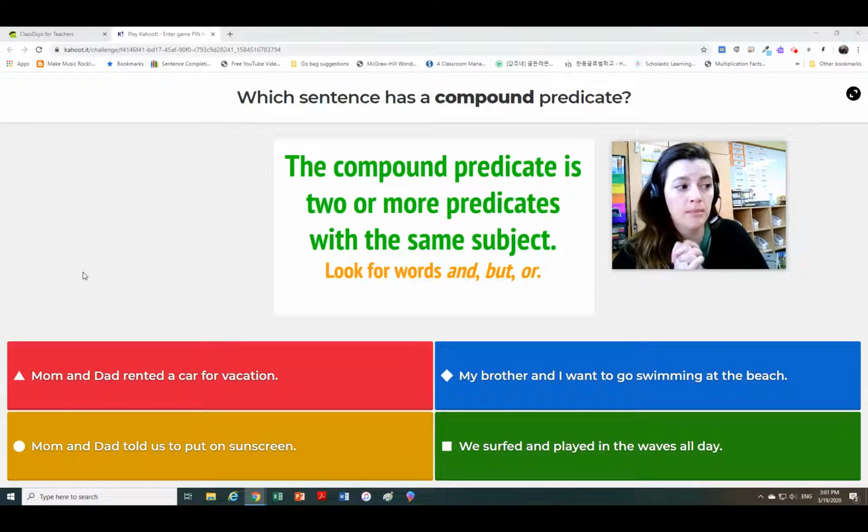Mom and Dad rented a car for vacation. Mom and Dad told us to put on sunscreen. My brother and I want to go swimming at the beach. We surfed and played in the waves all day. Which sentence has two predicates, which means two verbs? Okay, mark your answer on your paper. This is the last one, and then we're done.